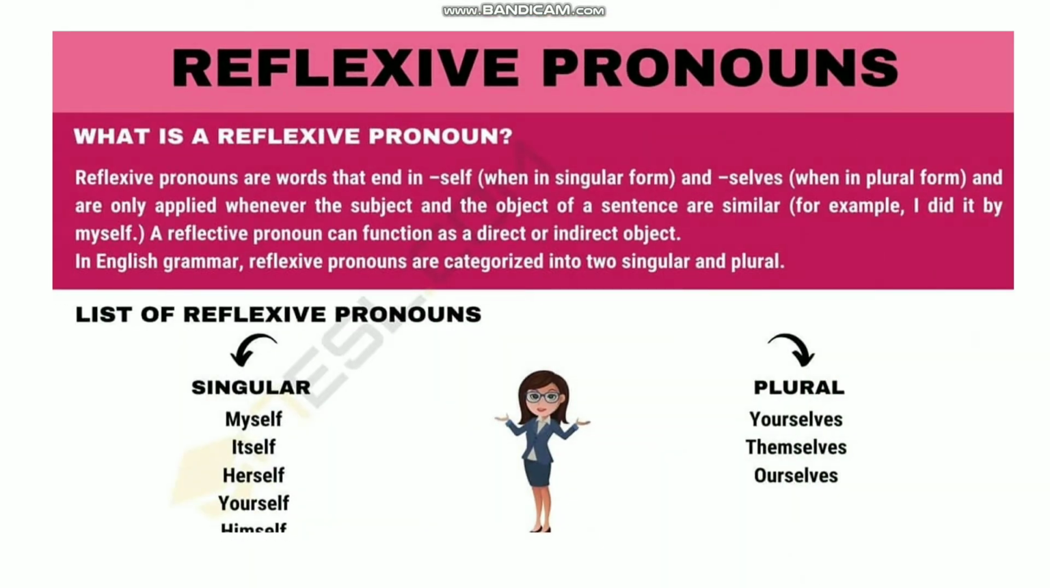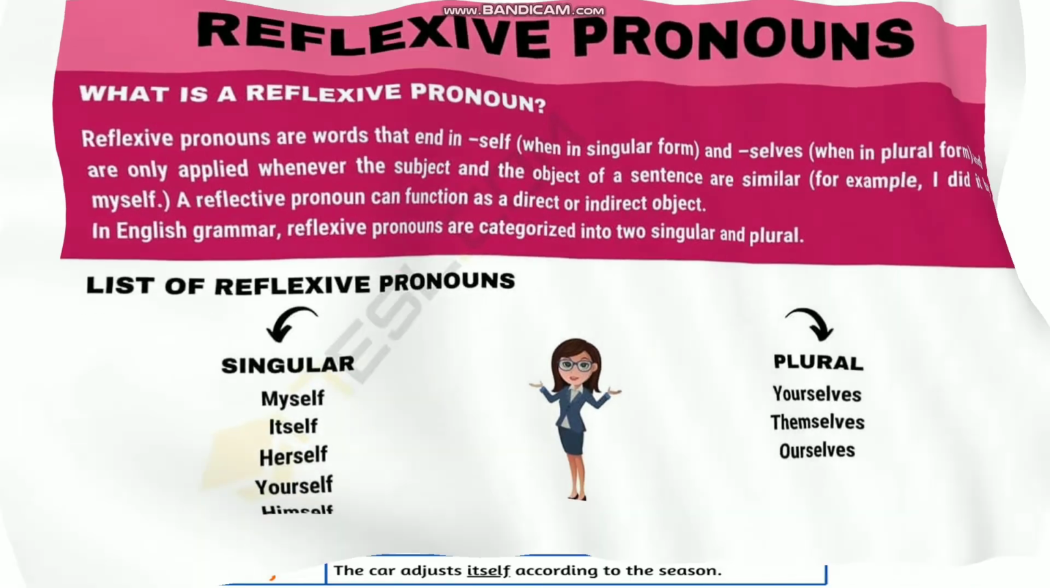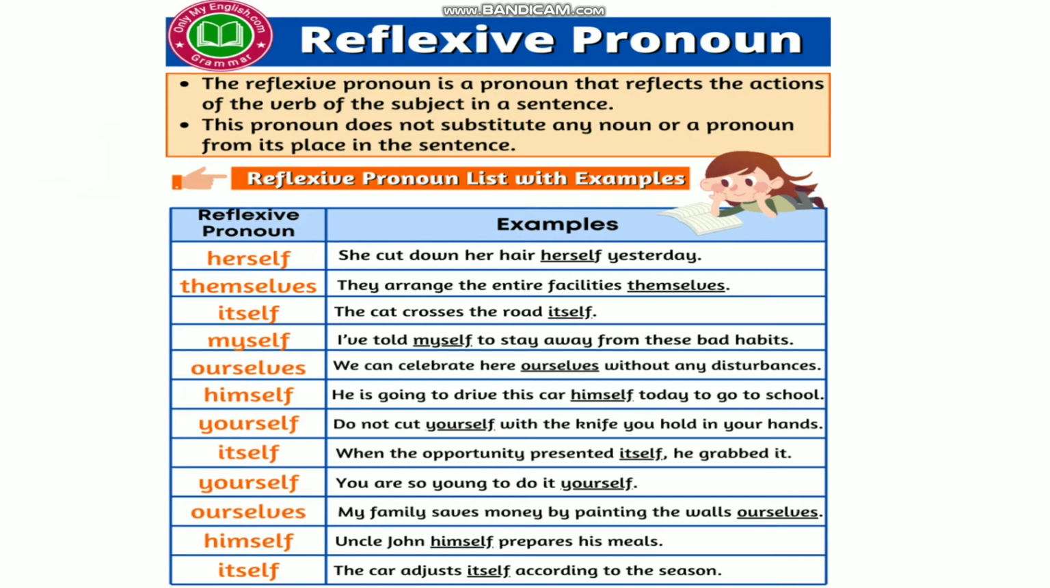Reflexive pronouns. The reflexive pronoun is a pronoun that reflects the action of the verb on the subject in a sentence. They are called reflexive pronouns when the action done by the subject turns back or reflects upon the subject. The reflexive pronouns are formed by adding self to my, your, him, her, it, and selves to our, your, and them. For example, she cut her hair herself yesterday.